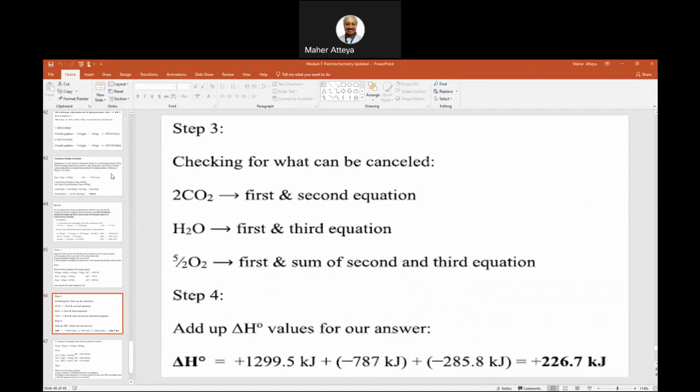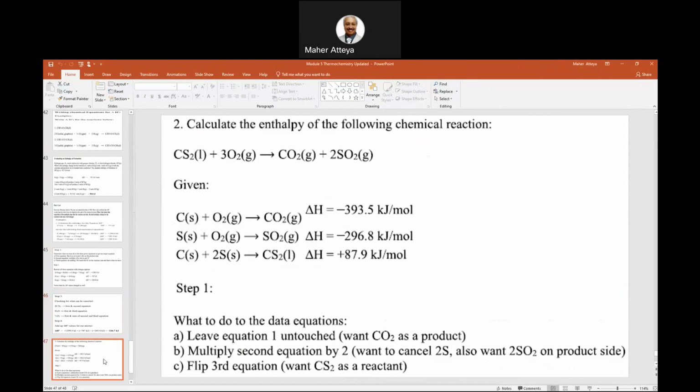as you can see, that's what we did. Flip the first one, multiply the second one by 2, and keep this one untouched, and you add them up, and that's what you get. Remember, guys, minus minus, both of them minus minus. Correct? Minus and minus come to plus. So those, and this is plus 226.7. Is this exothermic or endothermic? This is endothermic. Why? It's positive. The value came out to be positive. It's endothermic.